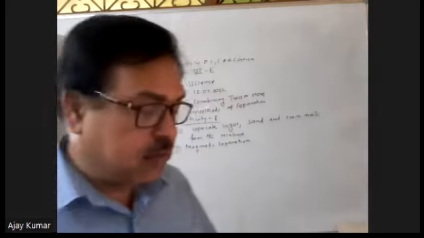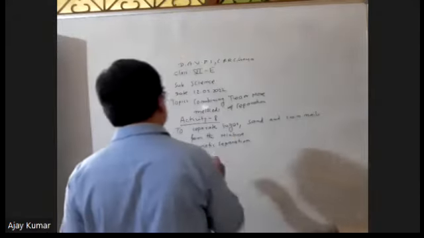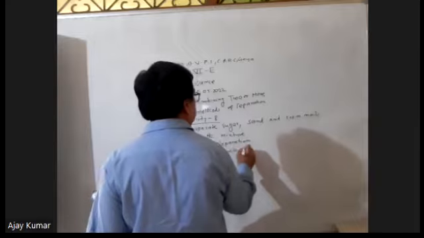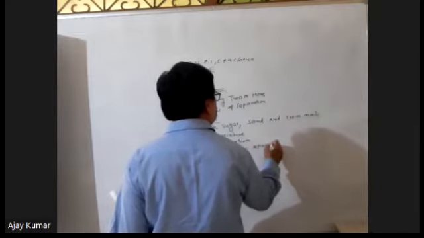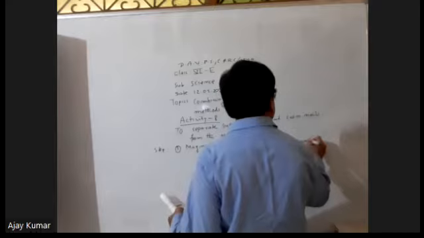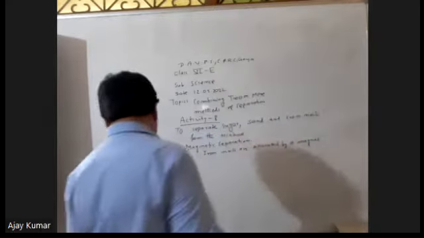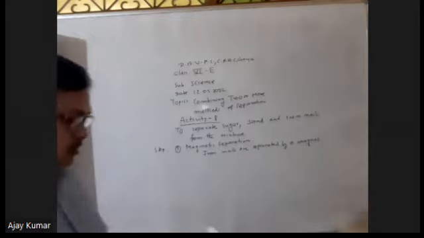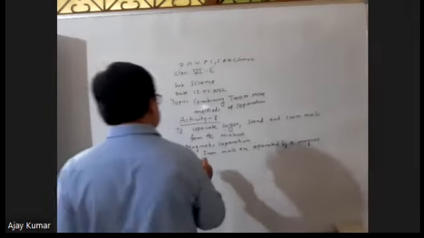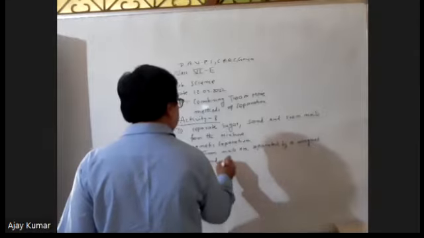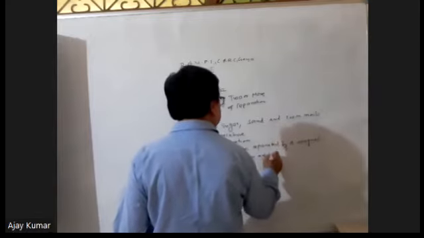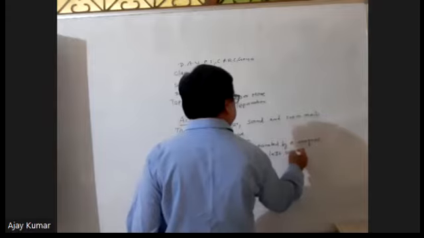Iron nails are separated by using a magnet. Sand and sugar are left behind.